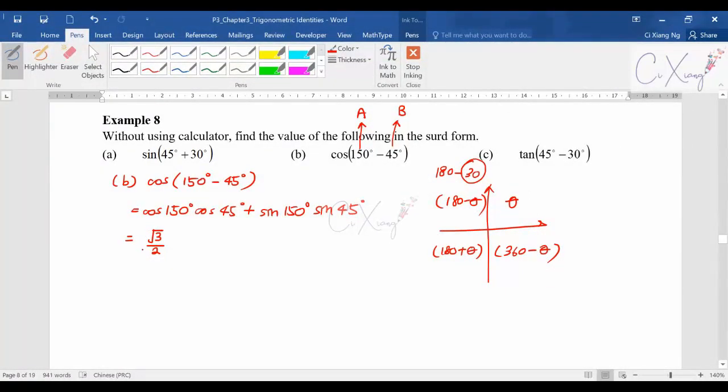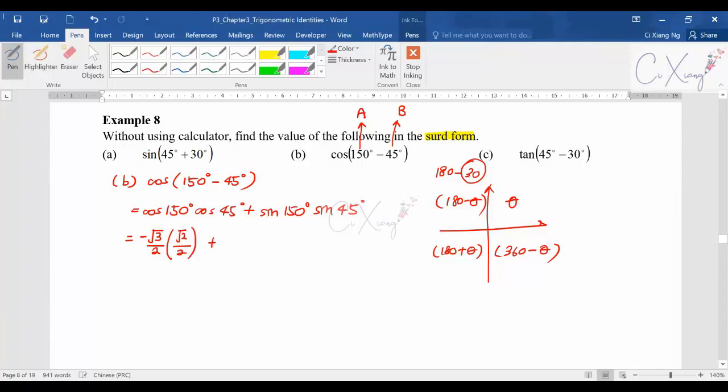But for those who are using ES calculator, definitely you have no problem to get square root 3 over 2. But if you are using MS calculator and you want to use the short form as your final answer, then you have to draw the triangle out. Which triangle I already asked you to memorize last time, so please go and figure it out yourself. So I have cos 150, which is negative square root 3 over 2, and cos 45, if I draw the triangle, is square root 2 over 2.